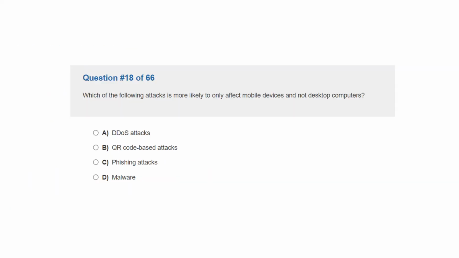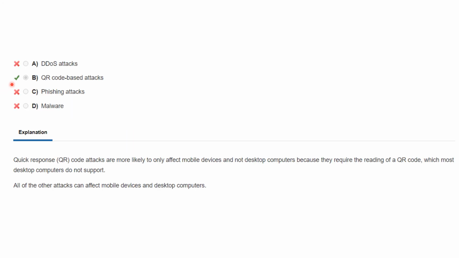Question 18. Which of the following attacks is more likely to only affect mobile devices and not desktop computers? And the correct answer here is B, QR code-based attacks. Quick response, or QR code attacks, are more likely to only affect mobile devices and not desktop computers because they require the reading of a QR code, which most desktop computers do not support.